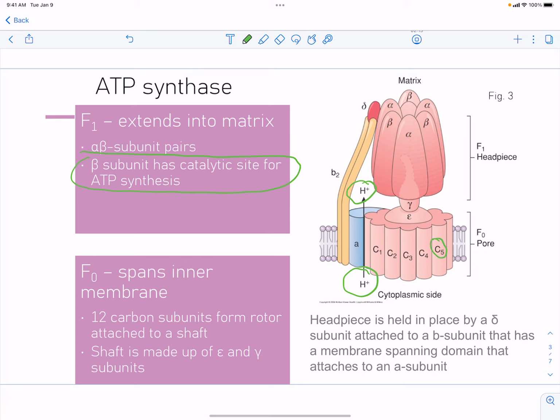Now for the F0 portion, you're going to have C subunits. That's what these C's are. There's going to be 12 of them, and they're going to form sort of like a rotor, and they turn. The shaft of the rotor is going to be made up of epsilon and gamma subunits, and you're also going to have a linker. So you have a delta and the B2 portion that's going to link the F1 and F0 pieces together. This headpiece held by the delta subunit attaches to that B2 subunit, also having a membrane spanning domain, and this attaches to the A subunit here.